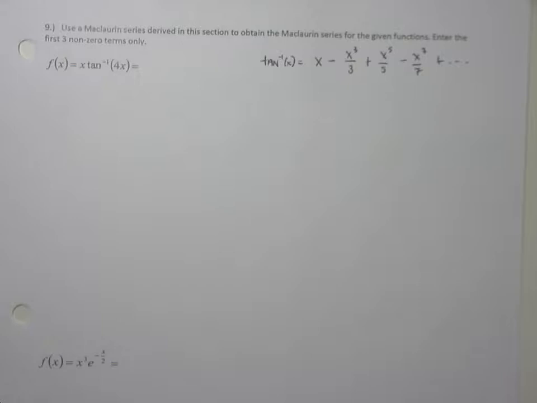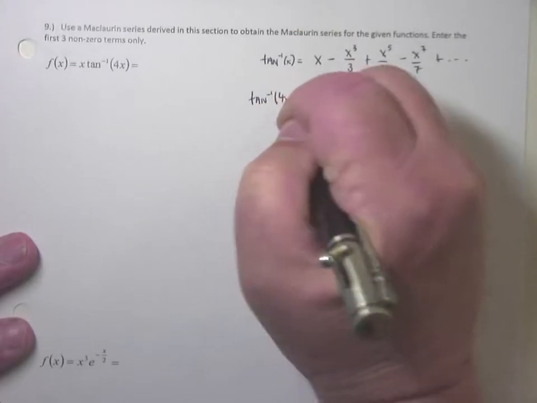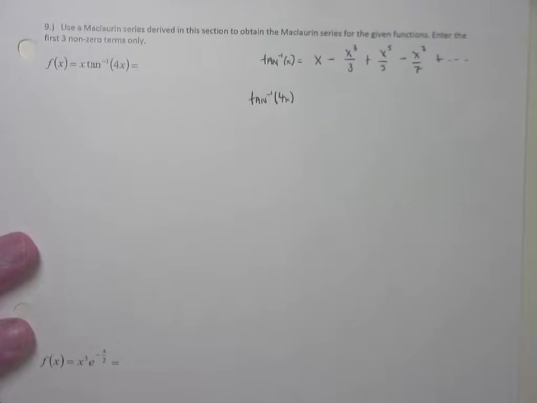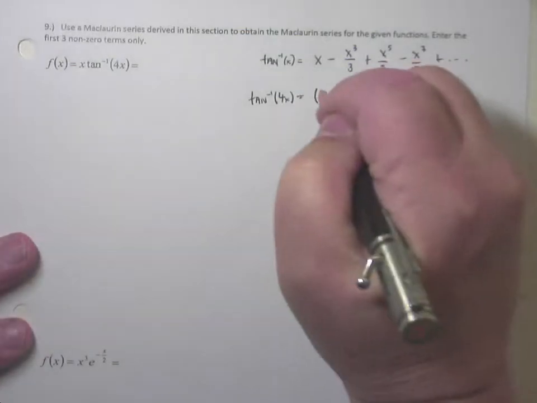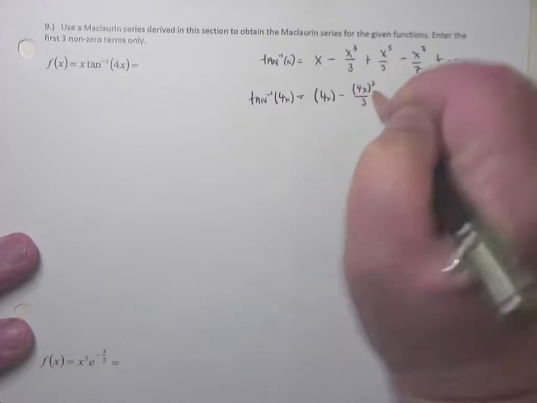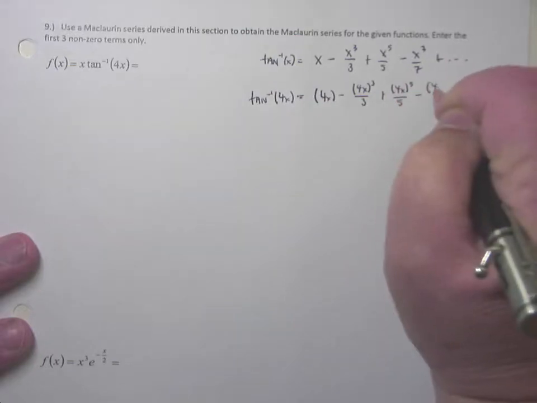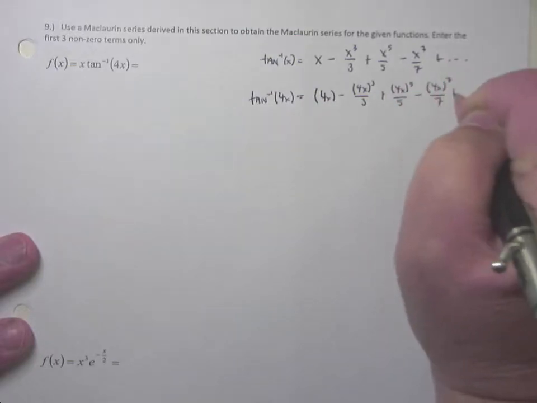Now, we love power series because they're easy to manipulate. Think computer science and how to program. I don't want tangent inverse of x. My problem has what? Tangent inverse of 4x. So what do we do? Well, to create the Maclaurin series for the tangent inverse of 4x, I replace x with 4x. So this is equal to 4x minus 4x quantity cubed over 3 plus 4x to the 5th over 5 minus 4x to the 7th over 7 plus dot, dot, dot.